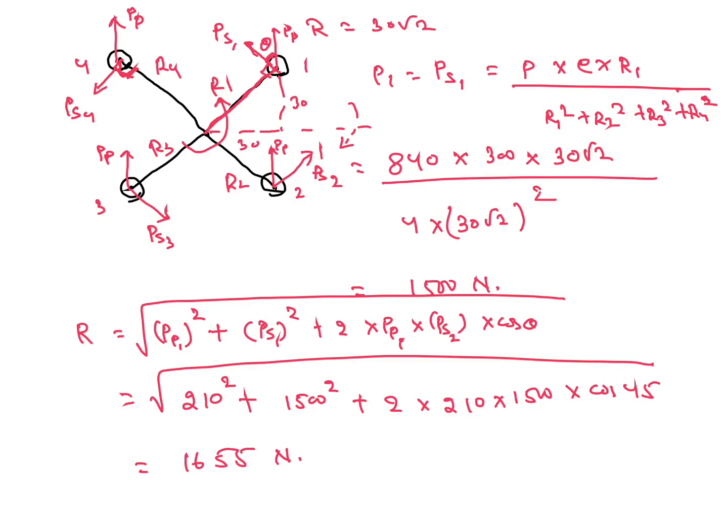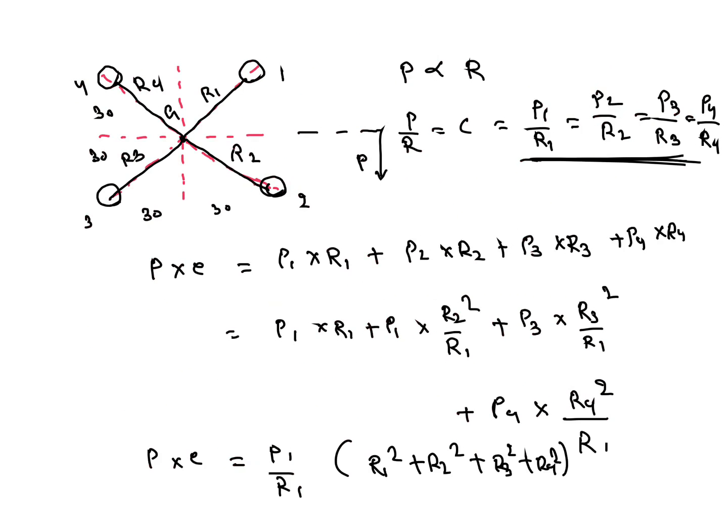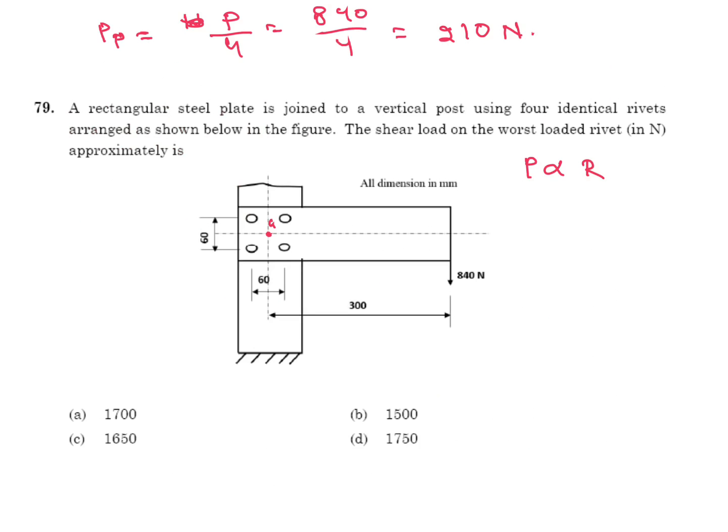This is very time taking. You better leave this type of question. But in GATE you cannot leave this. Method is lengthy, but you can solve it. So answer is 1655 approximately. C is your answer.